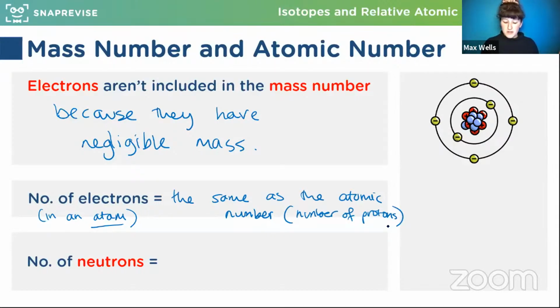Now, the atomic number doesn't tell us the number of electrons. The atomic number tells us the number of protons. It just happens that in a neutrally charged atom, the number of electrons has to equal the number of protons, which is also the atomic number. And then how do we work out the number of neutrons in an atom?